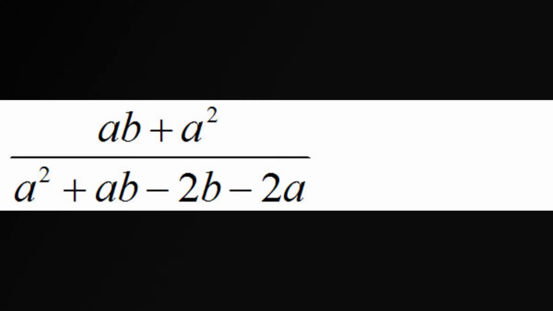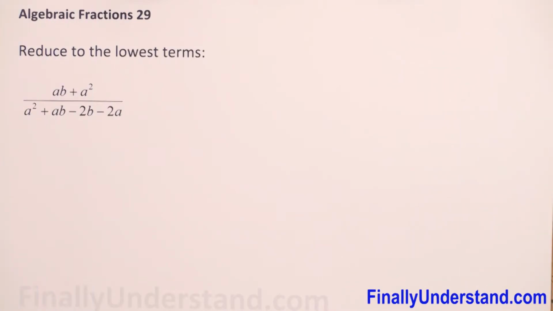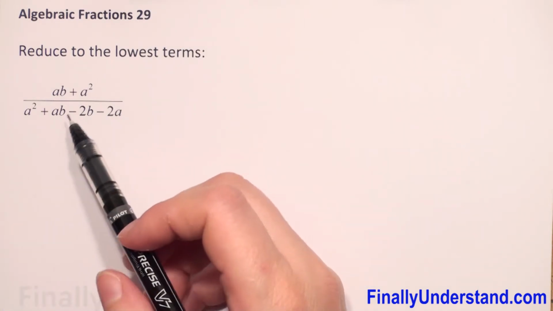We have given algebraic fraction. To reduce this fraction to the lowest terms, we have to have multiplication in numerator and in the denominator. So first we will factorize.